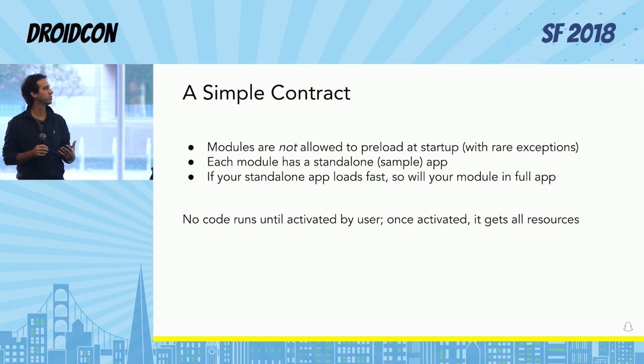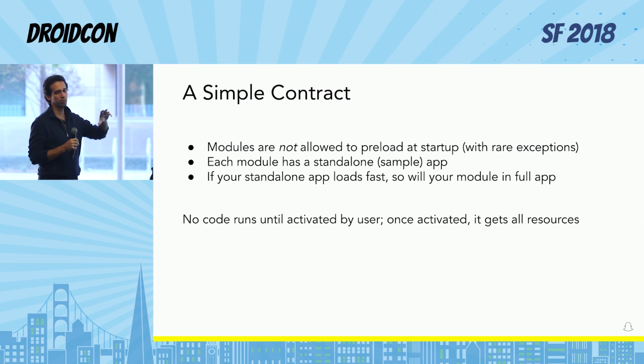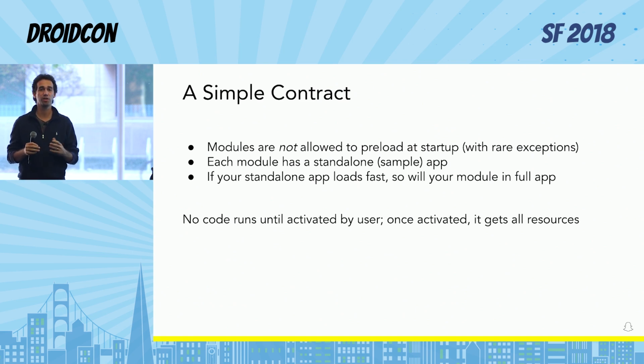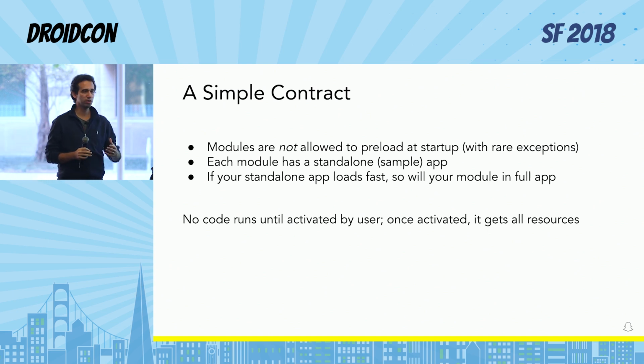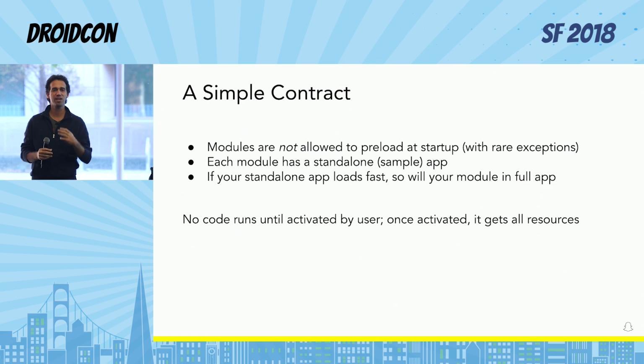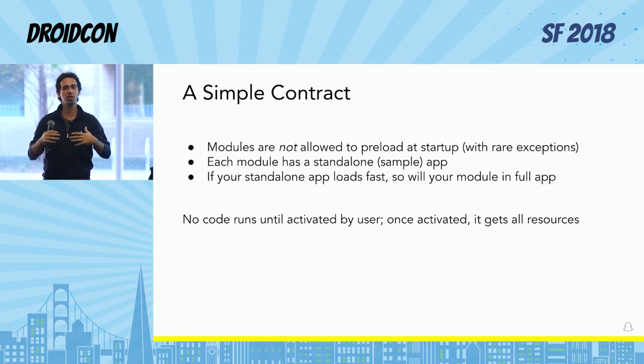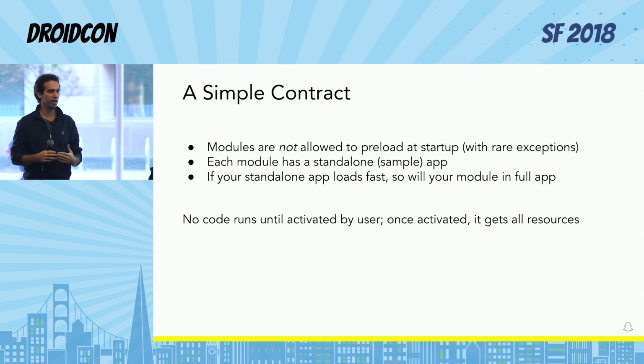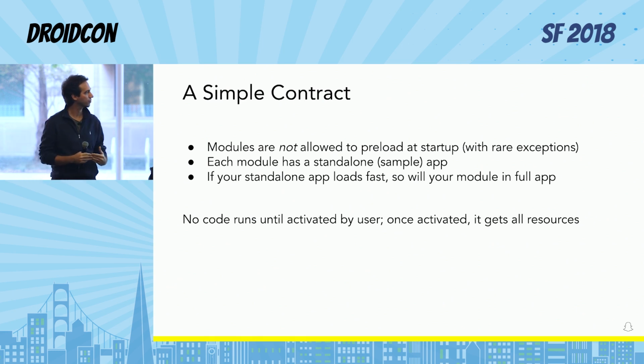So we came up with a very simple contract. We divided our app into modules. Modules are not allowed to do any preloading at startup, or do any work for the most part when they're not running. Each module had a standalone sample app that came with it, which was basically a way for you to develop your module and prove that it's fast in isolation. And then if your standalone app loaded fast, the promise of our platform was that when you put it all together, it would still be fast. And working on the platform team, our job was to ensure that that contract was held.